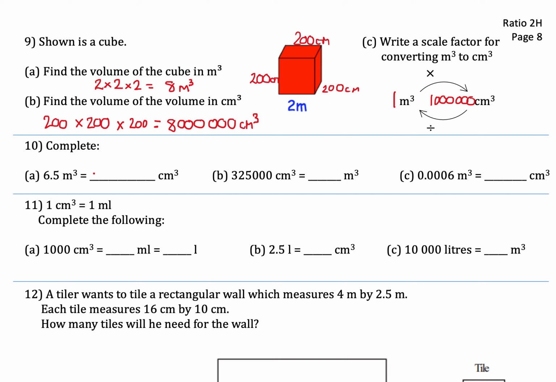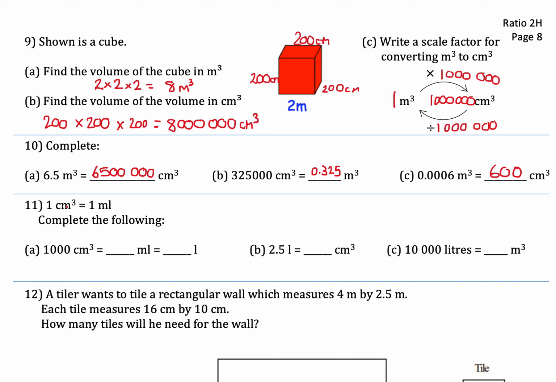Complete the following: 6.5 cubic meters, that will be 6.5 million cubic centimeters, so 6,500,000. Oh, sorry, I forgot to fill this in. So we're dividing by a million to turn cubic centimeters into cubic meters. We're timesing by a million to go the other way. Okay, so if I divide this by a million, there's only 6 digits there. So all 6 of those digits are going to go behind the decimal point. So this is going to be 0.325 cubic meters. If I times this by a million, the 6 is going to move 1, 2, 3, 4, 5, 6 times. So it's going to be 600 cubic centimeters.